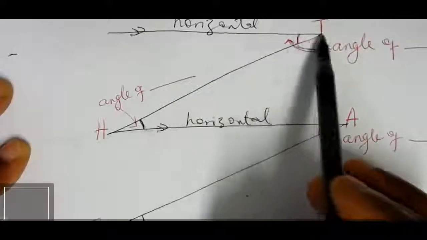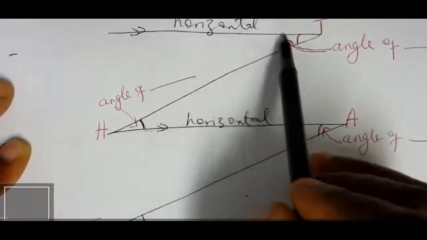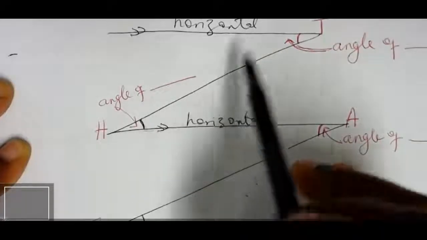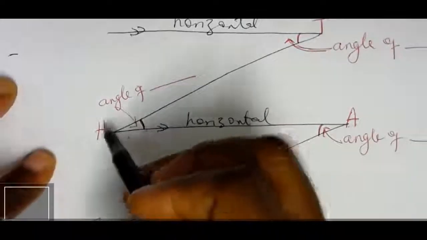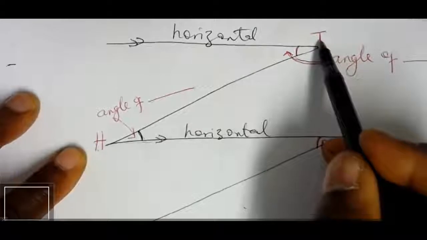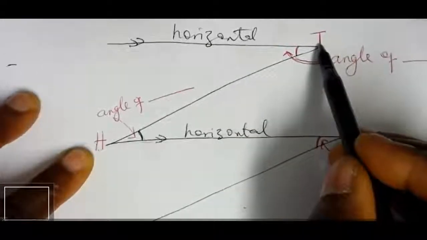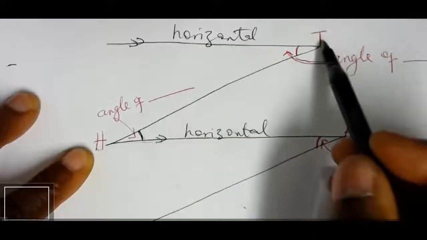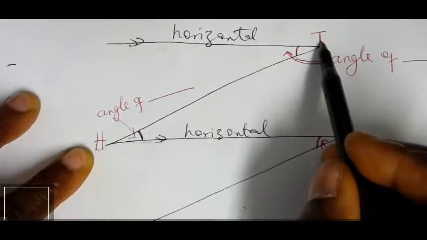Okay, so we look at this. This is a horizontal line. This is a horizontal line. No matter where the horizontal line is, whether it is up or down, it doesn't matter. Just start from the horizontal line and make the angle. So if somebody is standing at H and looking at T, or standing at T and looking at H, either way. Either somebody is up and looking down, or is down and looking up, you see.